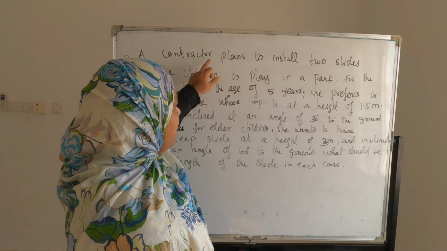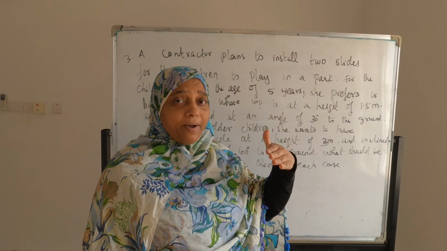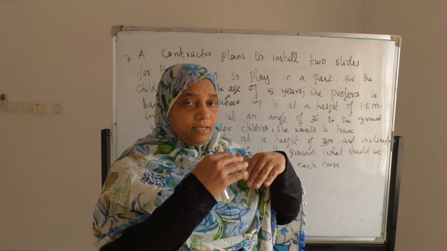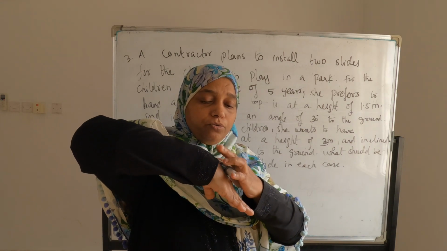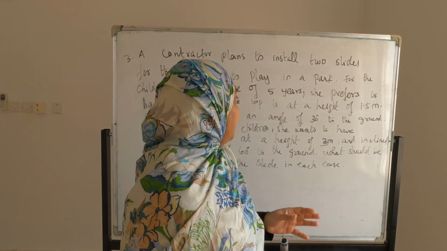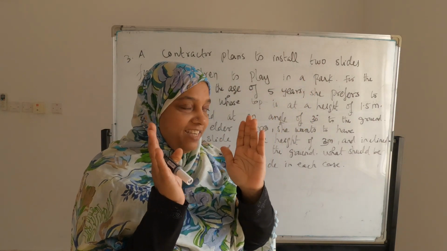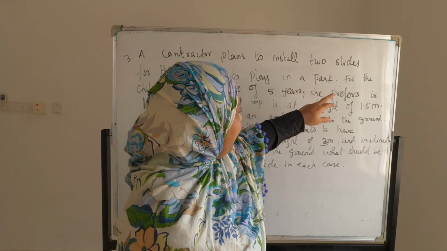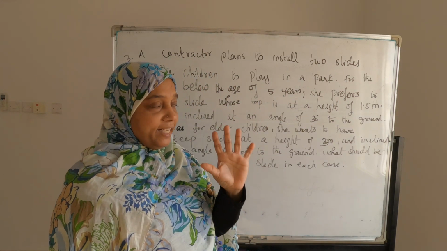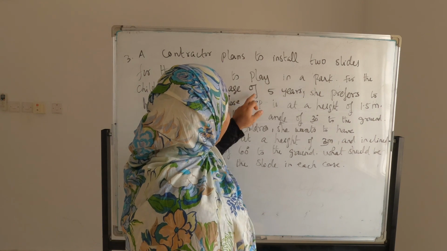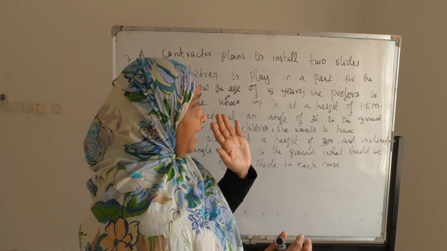A contractor plans to install two slides. A slide is what we see in the park, the slider we play on, like this. We used to slide like this. That slider is for children to play in a park, only for children. Here they also gave an age category: children below the age of 5 years. So for children below 5 years, one slide.